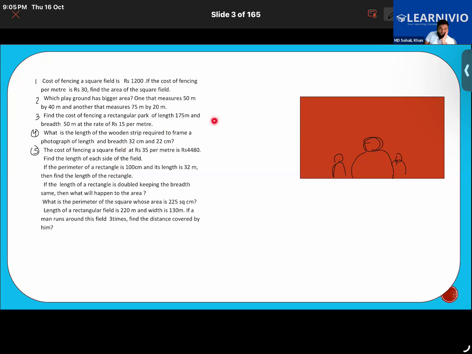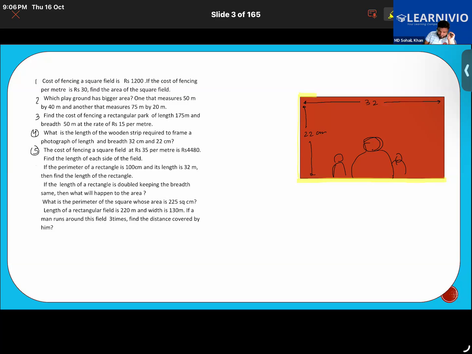So you need to find the length of the wooden strip. What is the length of the wooden strip required to frame a photograph of length and breadth 32 and 22 centimeter? So the length is 32 centimeter, and 22 centimeter is the breadth. So what will be the length of the wooden strip required here? We add 32 and 22 and multiply by 2.